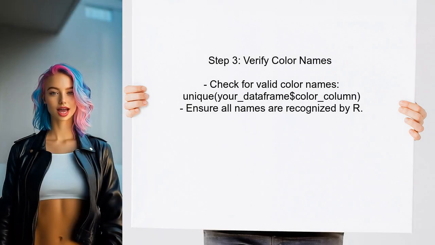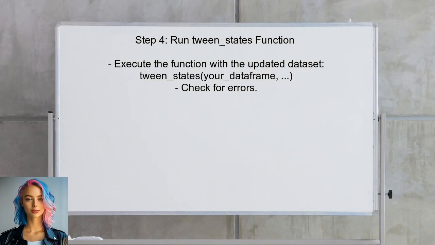After adjusting the column type, the user should verify that all color names in their dataset are valid. Invalid color names can trigger the col2rgb error. Finally, the user can run the tween states function again with the updated dataset. This should resolve the error if the previous steps were followed correctly.